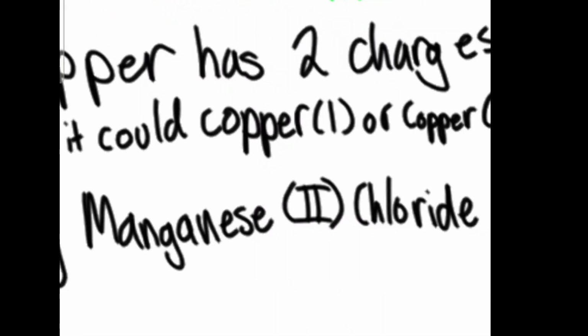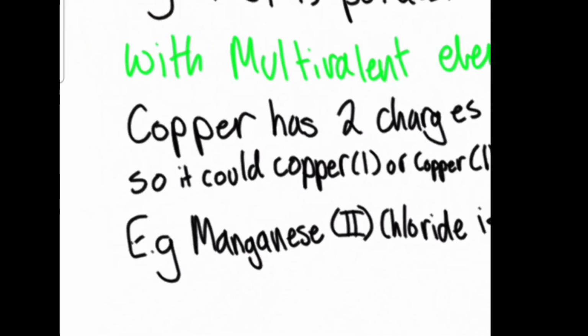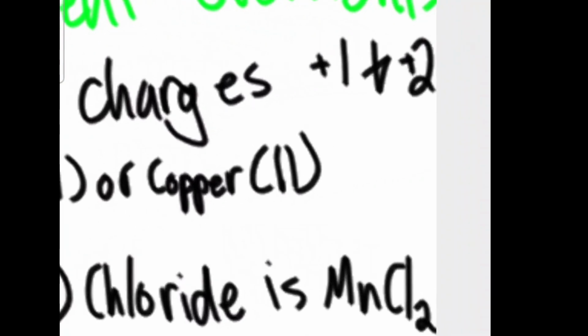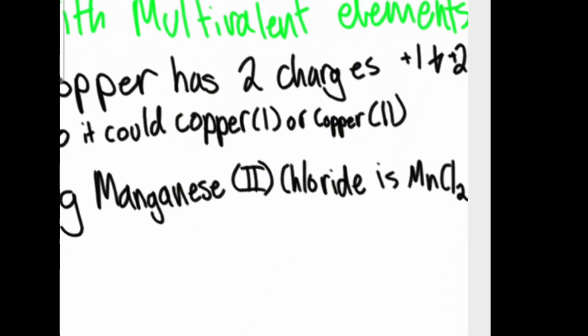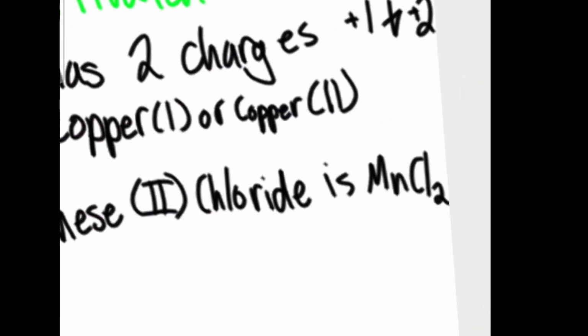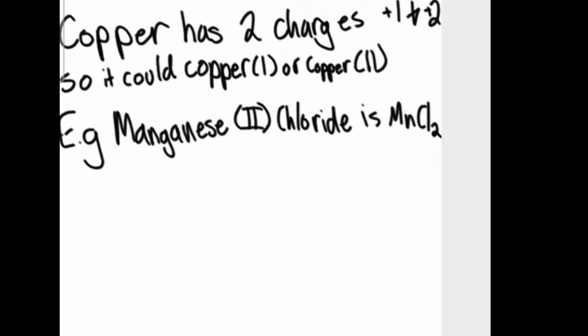Now we are going to do ionic compounds with multivalent elements. Okay, let me explain what multivalent means. Multivalent elements are elements that have two charges. Like copper has two charges, which are 1 and 2. You can find many of these on the periodic table. It's typically in the middle. So you could write copper as copper 1 or copper 2. We write it in Roman numerals.